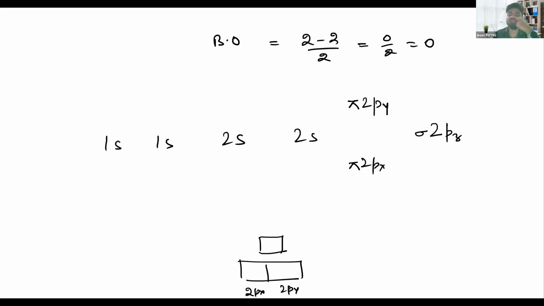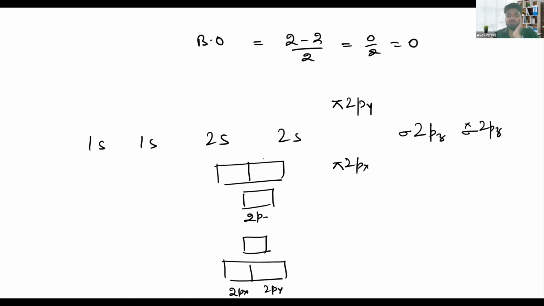Then we will have the anti-bonding orbitals: anti-bonding 2px, anti-bonding 2py, and anti-bonding 2pz. So here sigma, then anti-bonding, sigma, sigma, sigma, anti-bonding.